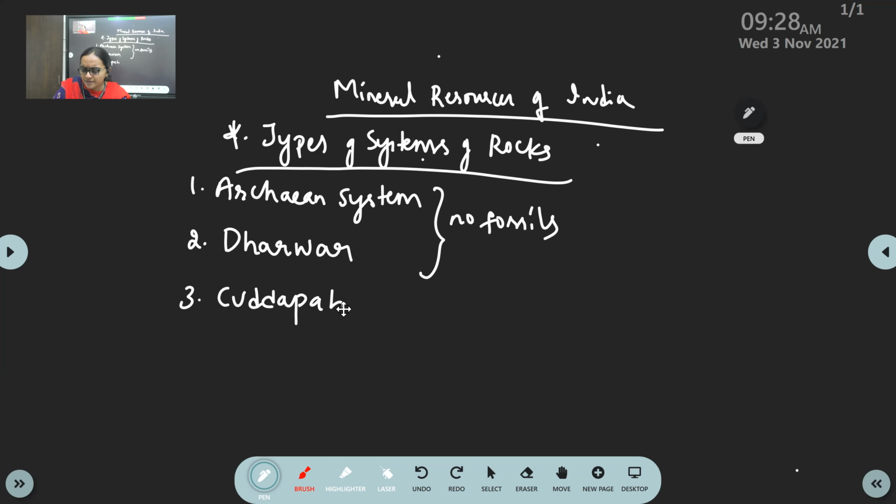So, the Archean system after erosion and solidification has been converted into the Dharwad system of rocks. The Dharwad system after erosion and solidification or sedimentation has been converted into the Kadapa system of rocks.